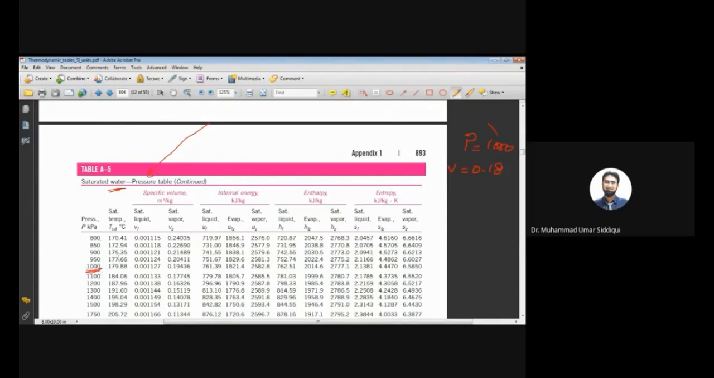Now, corresponding to 1000 kilopascal, we need to look at the specific volumes. Since the specific volume given is 0.18, we need to look at the VF value and the VG value. Now what do you think? Is the V value in our question between VF and VG, or less than VF, or greater than VG? Do you think 0.18 is greater than 0.19, less than 0.001, or between 0.001 and 0.19?